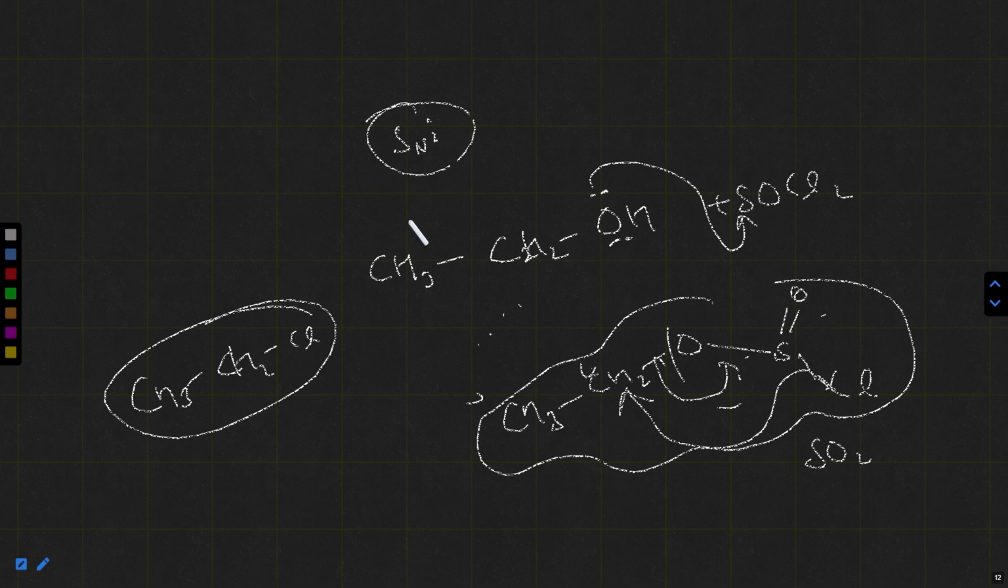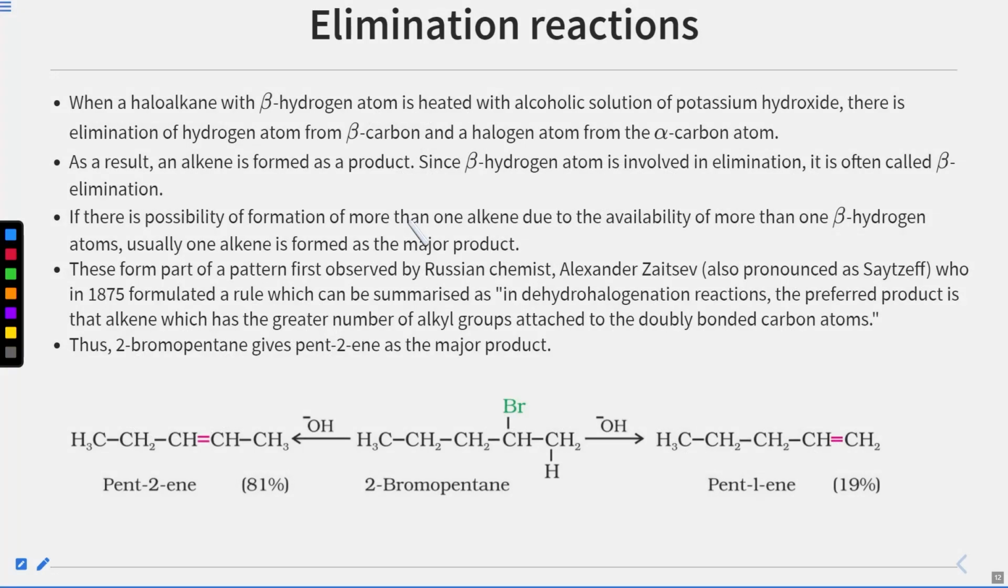Then we will move to the elimination reaction. So what happens in an elimination reaction? When you take a haloalkane with beta hydrogen and heat it with alcoholic KOH. What is beta hydrogen? This is our haloalkane, and you can see at the beta position, these are the two beta positions available, 1 and 2. There are hydrogens, so there is an elimination of a hydrogen atom.